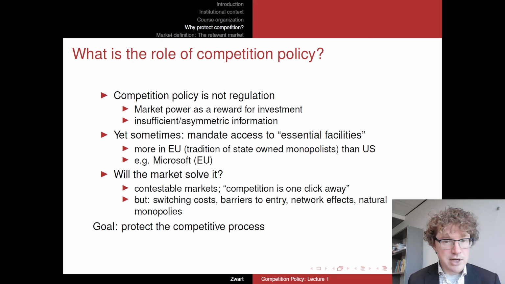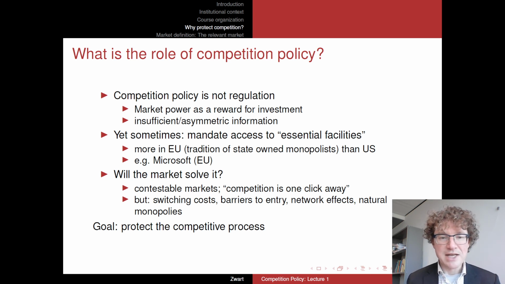There might be barriers to entry, so other firms might have great difficulty, perhaps this difficulty being influenced by the monopolist who is already active in the market. There might be network effects or other natural monopoly aspects that make it difficult for firms to enter markets in the short run. So that makes it difficult to really claim that markets are contestable in the short run.